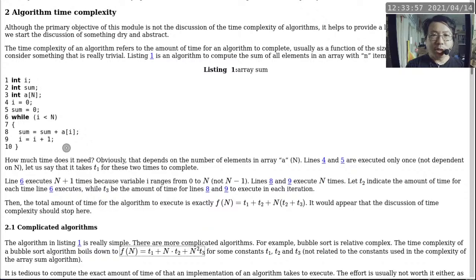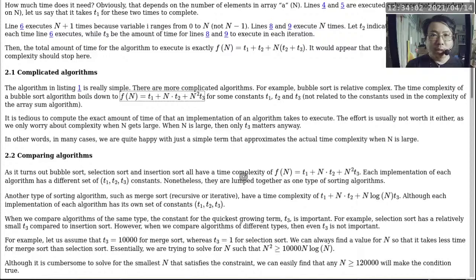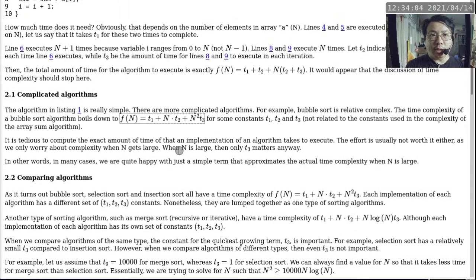All right, no questions. If there are no questions, we're going to move on. So there are more complicated algorithms. So we got bubble sort. We have bubble sort and I think selection sort. They all have about the same time complexity.